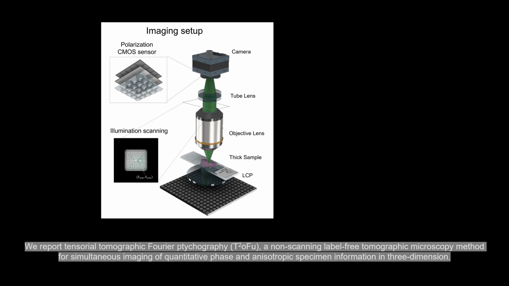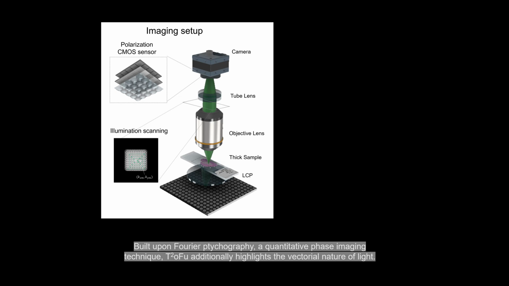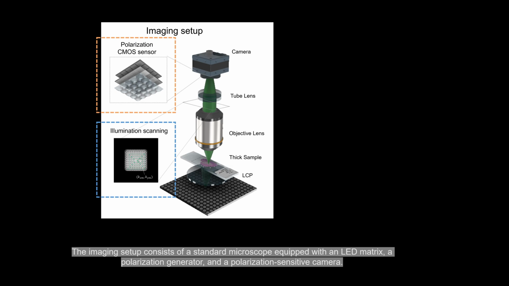We report tensorial tomographic Fourier ptychography, ToFu², a non-scanning, label-free tomographic microscopy method for simultaneous imaging of quantitative phase and anisotropic specimen information in 3 dimensions. Built upon Fourier ptychography, a quantitative phase imaging technique, ToFu² additionally highlights the vectorial nature of light. The imaging setup consists of a standard microscope equipped with an LED matrix, a polarization generator, and a polarization-sensitive camera.